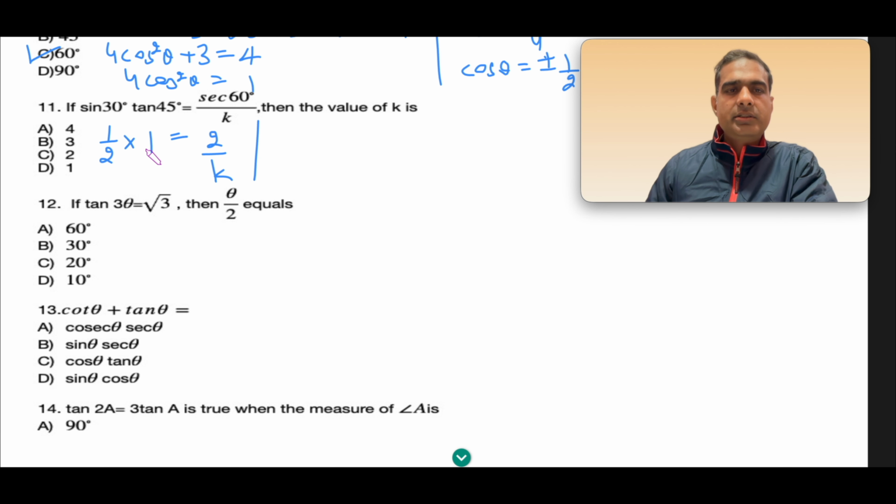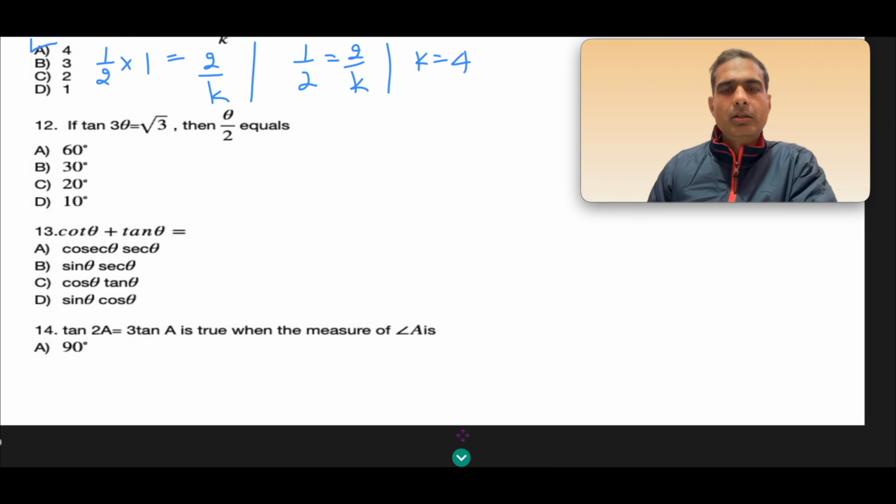So sec 60 will be 2 by k. So these are the values we got. So from here I can say 1 by 2 is equal to 2 by k. So if we cross multiply, k will be equal to 4. So the value of k will be 4. So option A will be your answer. Let's move to question number 12.